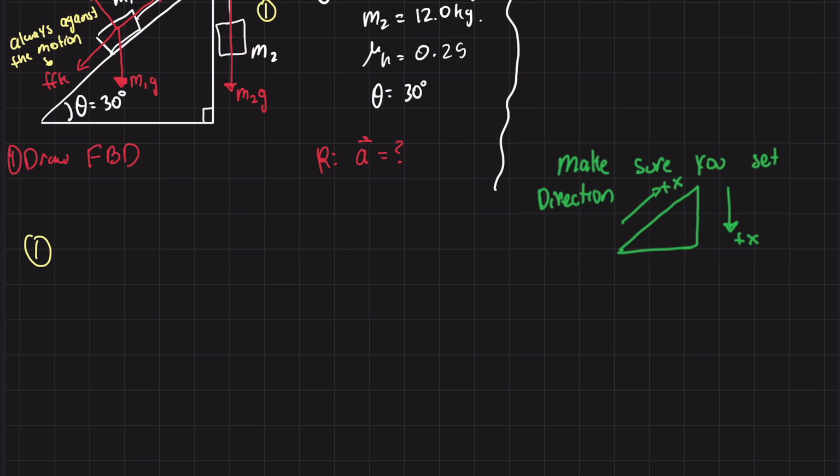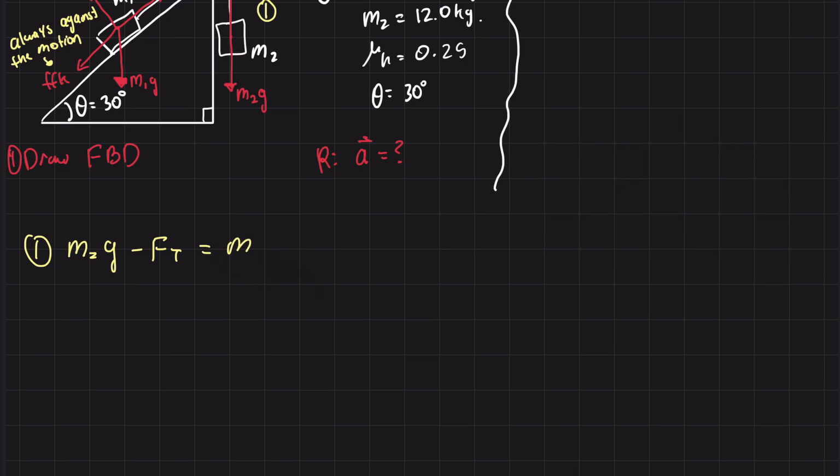After choosing downwards as positive, I know that M2G is going downwards, so that means that it's positive, and I know that the force of tension going upwards is going against the motion and is negative. According to Newton's second law, all the forces acting on the particle need to equal the mass of the particle times the acceleration of the particle. Putting that all together, you get M2G minus Ft equals M2A.